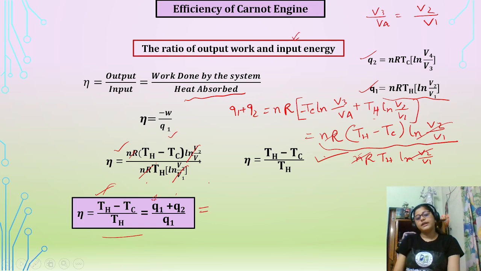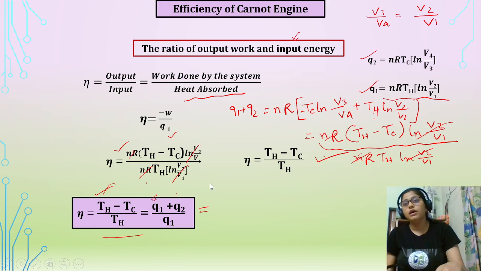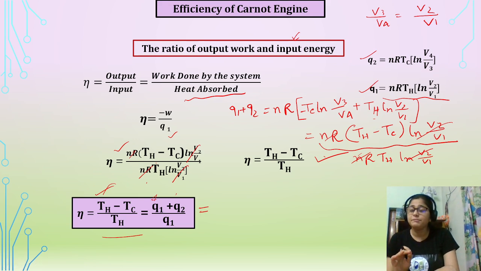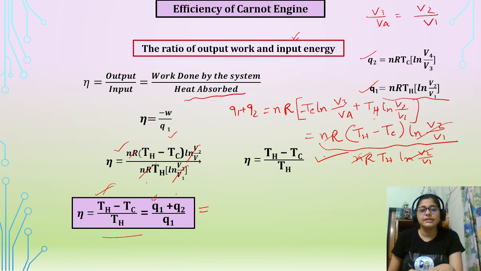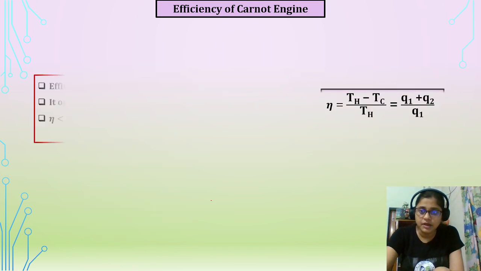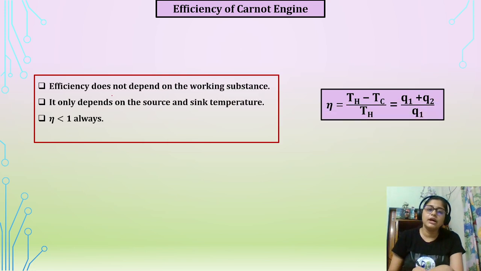Here, in the equation, the efficiency depends on the temperature of the source and sink. Okay, and here we have related the Q1, Q2, the heat absorbed and heat released, with that. Mainly efficiency is minus W by Q1. We can equalize the whole. Fine. So some important facts about the efficiency is that efficiency doesn't depend on the working substance. It only depends on the source and sink temperature, and eta will be less than 1 always.